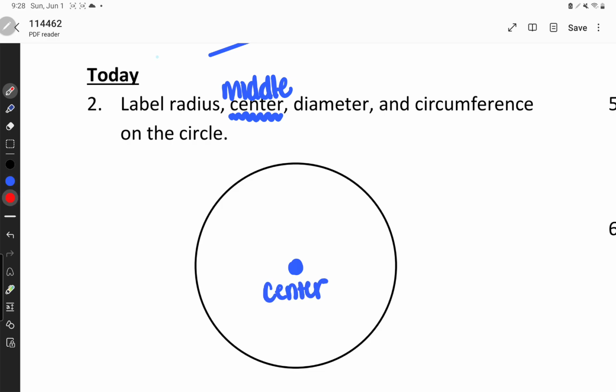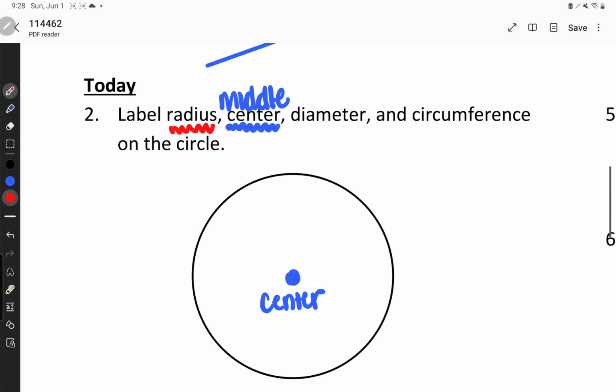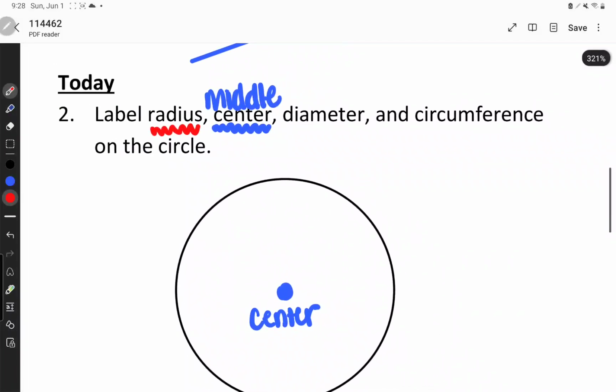The next thing that I want to talk about is our radius. Remember, when it comes to our circle, our radius goes halfway across. So we're going to go from the center to the edge, and that right there is going to be our radius.